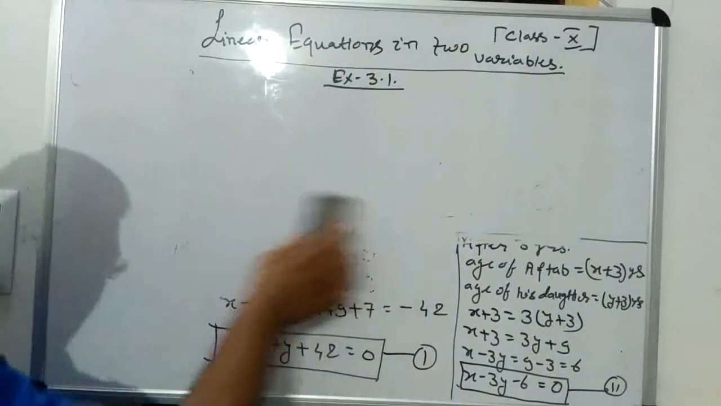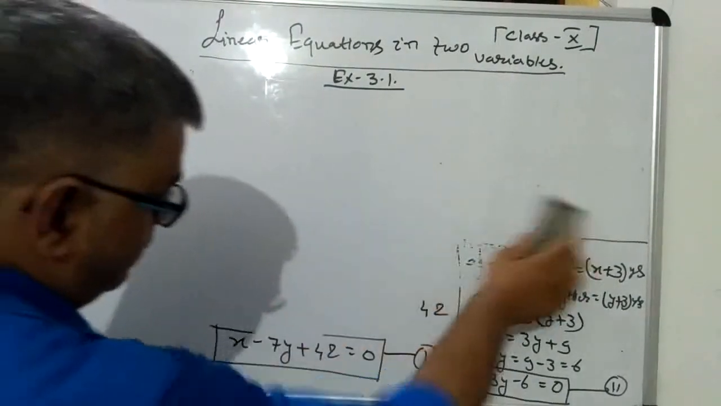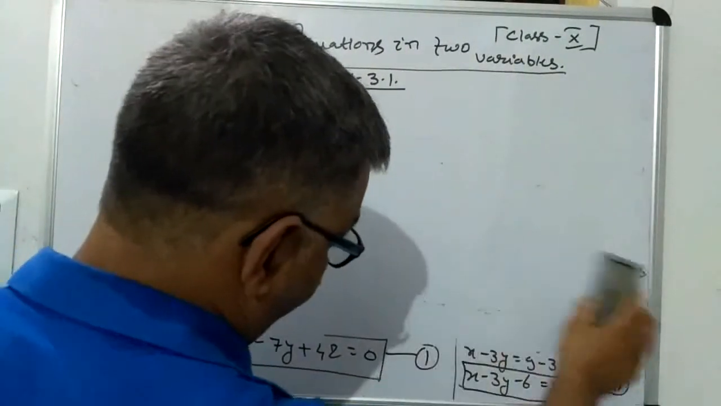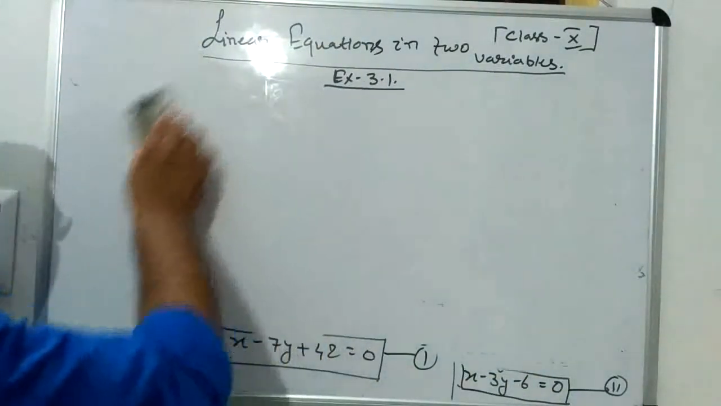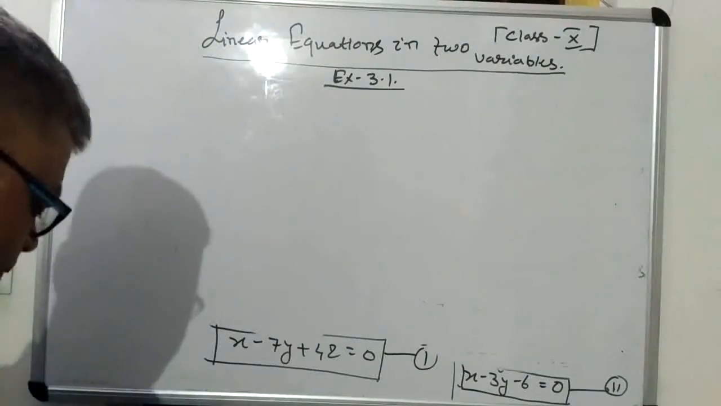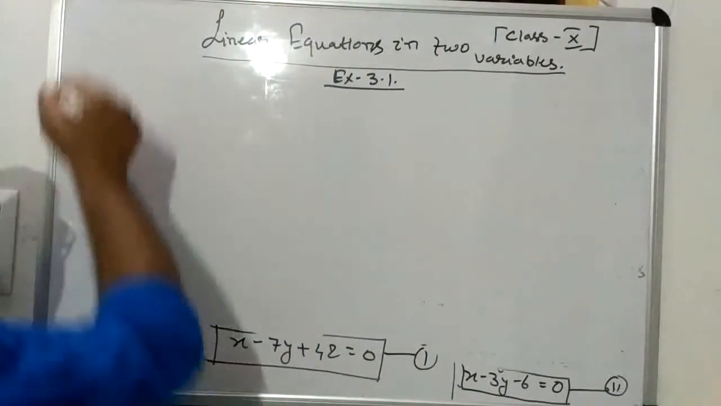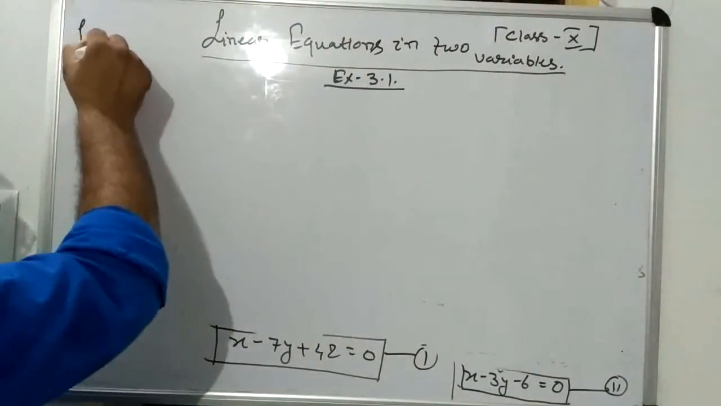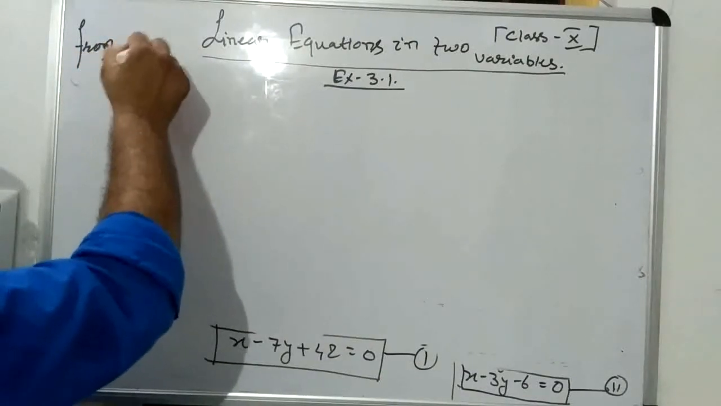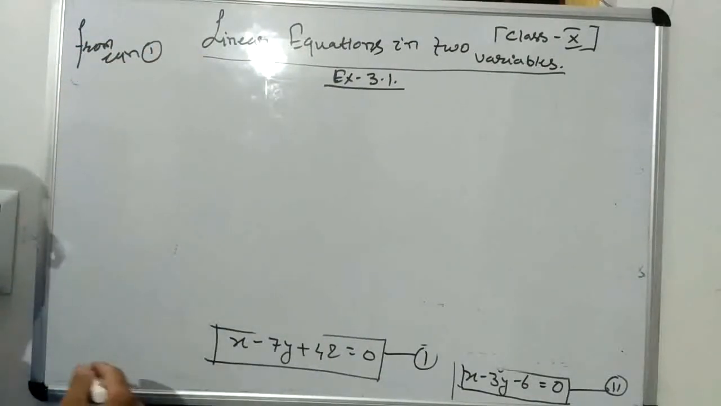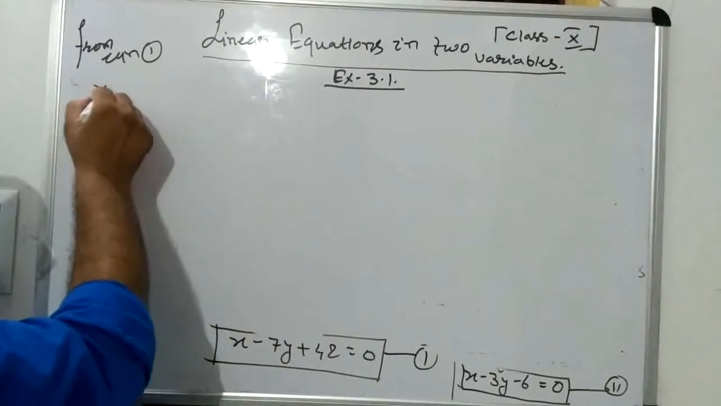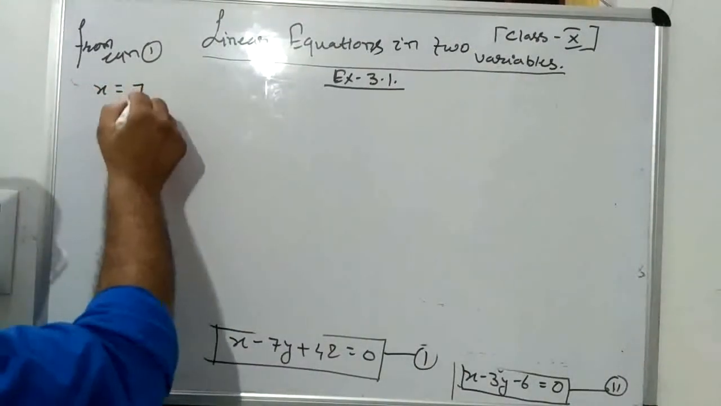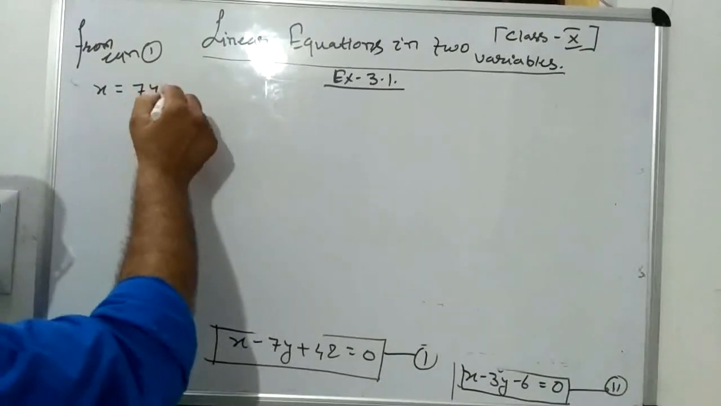We need two equations only left. So from equation 1, express one variable in the form of another variable. So you can write from 1, x equals 7y minus 42.